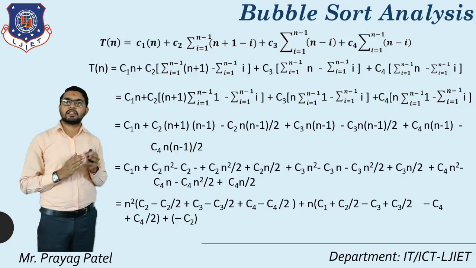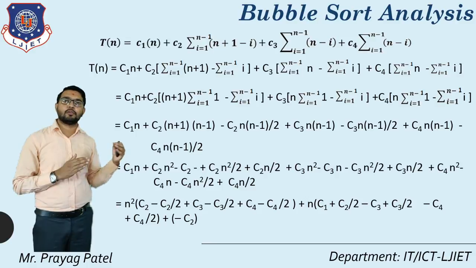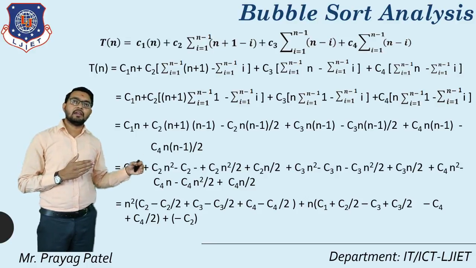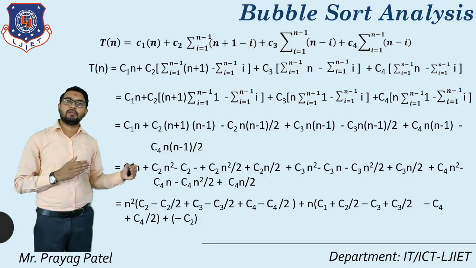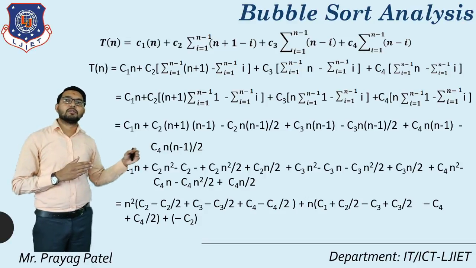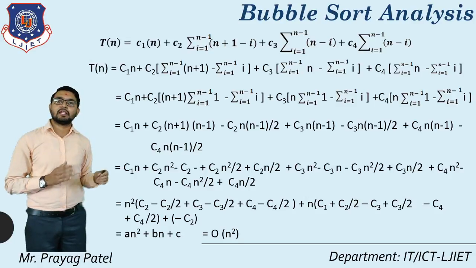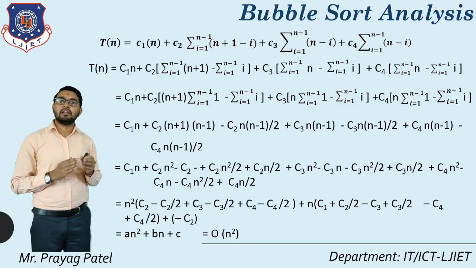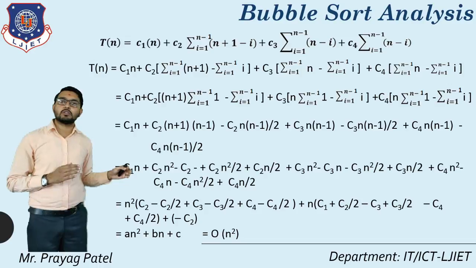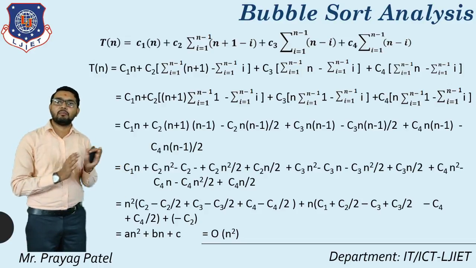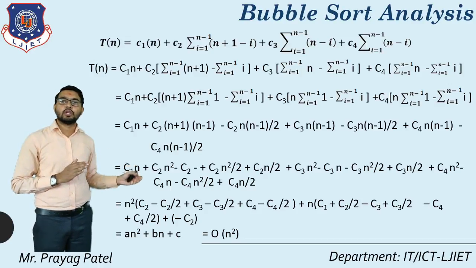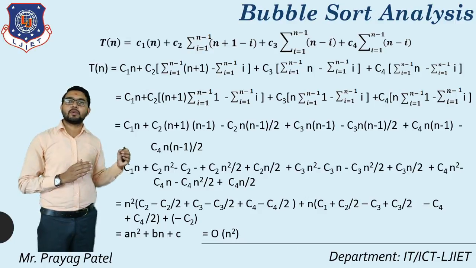Then, considering the constants, c2 minus c2 by 2 plus c3 minus c3 by 2 plus c4 minus c4 by 2, plus n times c1 plus c2 by 2 minus c3 plus c3 by 2 minus c4 plus c4 by 2 minus c2. So we can write this equation as a n square plus b n plus c, because all the constant values are considered as a, b and c respectively.